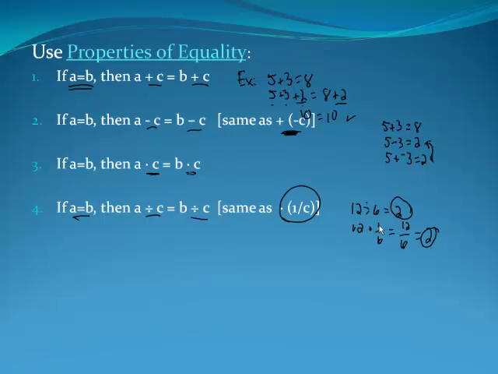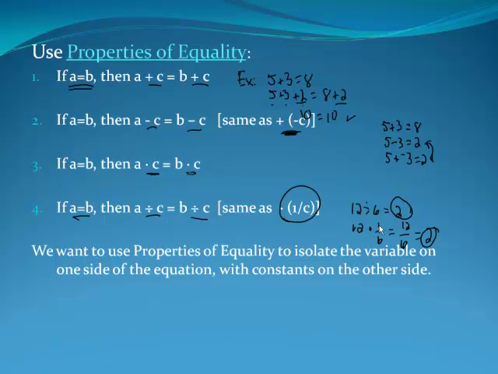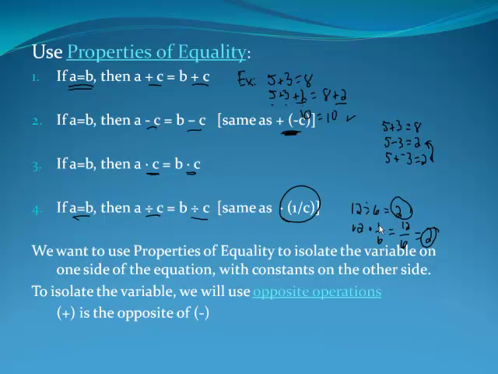So division is the same as multiplication by the reciprocal. So we want to use properties of equality to isolate the variable on one side of the equation with constants on the other. So our goal is to get our x or our y or our z by itself on one side of the equation. To isolate the variable, we're going to use opposite operations.